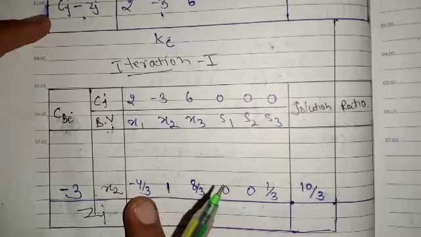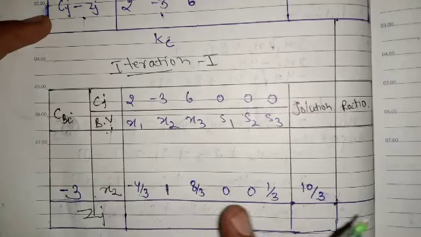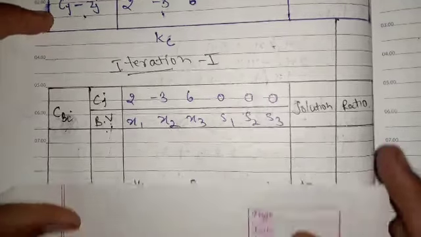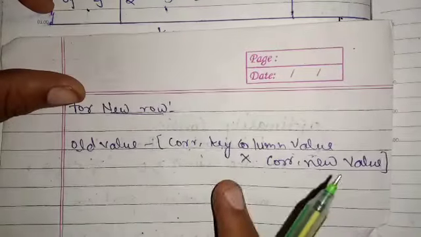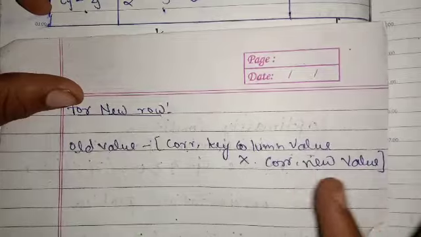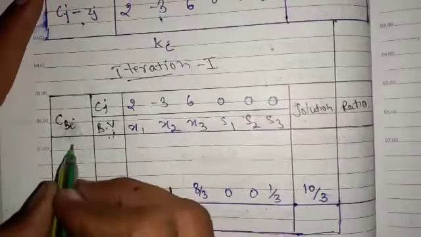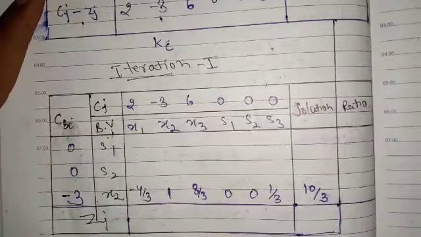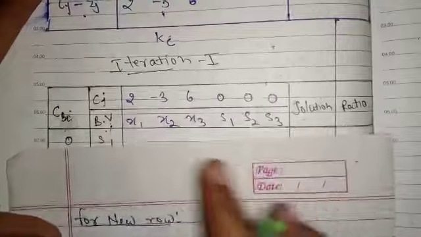So for the S1 and S2 our new values are -4, 1/3, 1, 8/3, 0, 0, 1/3, 10/3. So these are our new values. The formula is old value minus corresponding key column value into corresponding new value. So find the values for S1 and S2. First, find the values for S1.